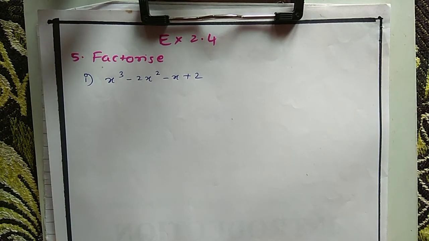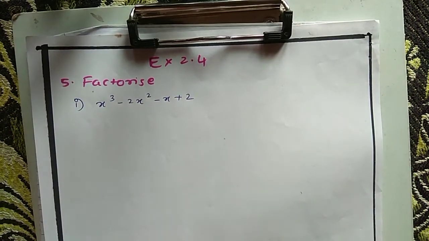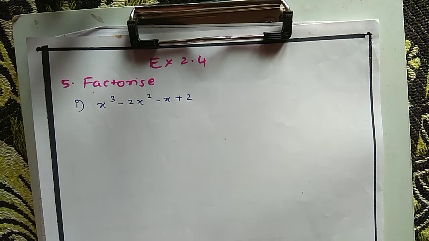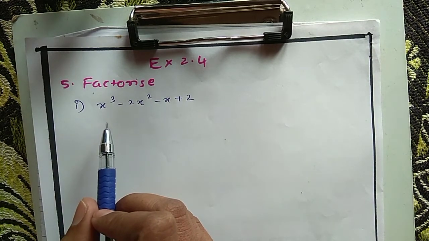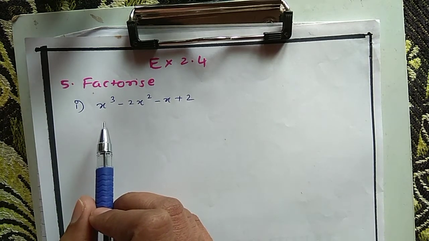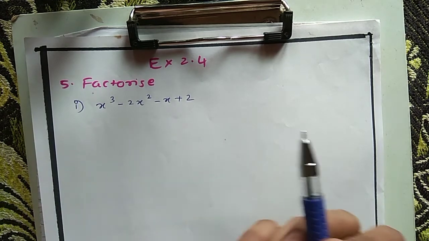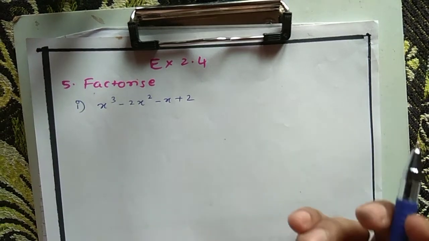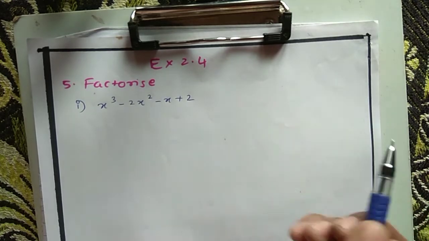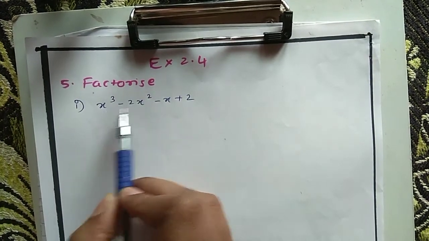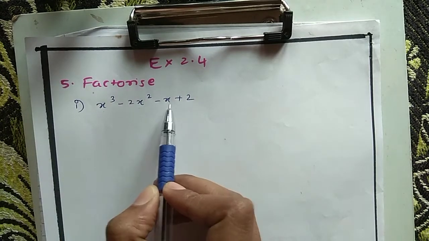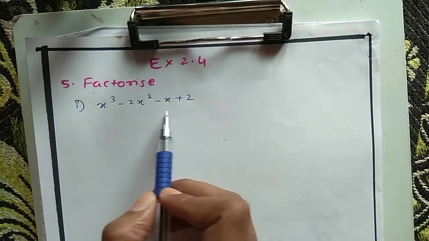Hello students, in this video I am going to explain exercise 2.4, the fifth question: factorize. You have seen in the earlier question, question number 4, that a quadratic polynomial was given and you know how to find its factors using the splitting the middle term method. But here we have 4 terms, and we can take something common here, but not there, so it will be unpaired.